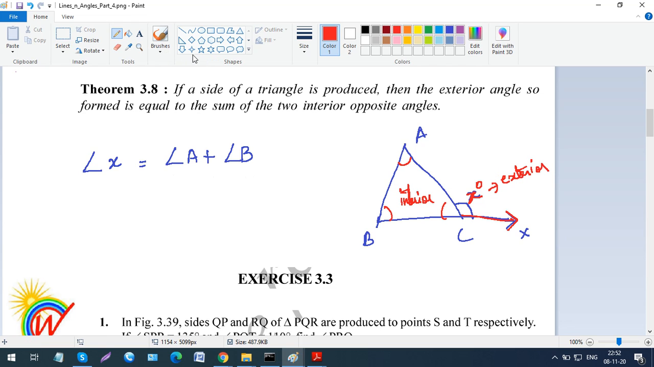Now this angle will always be equal to the sum of the opposite angles. The opposite angles are A and B, right? C is touching this angle, so it won't be considered an opposite angle. The opposite angles are always the angles which don't touch x at all, that is A and B. So the angle x will always equal A plus B. This is your proper theorem. It says: if a side of a triangle is produced, then the exterior angle so formed is equal to the sum of the two interior opposite angles.